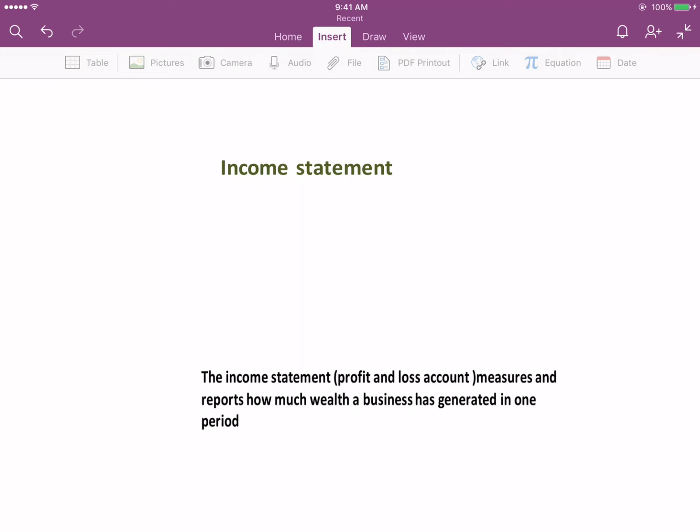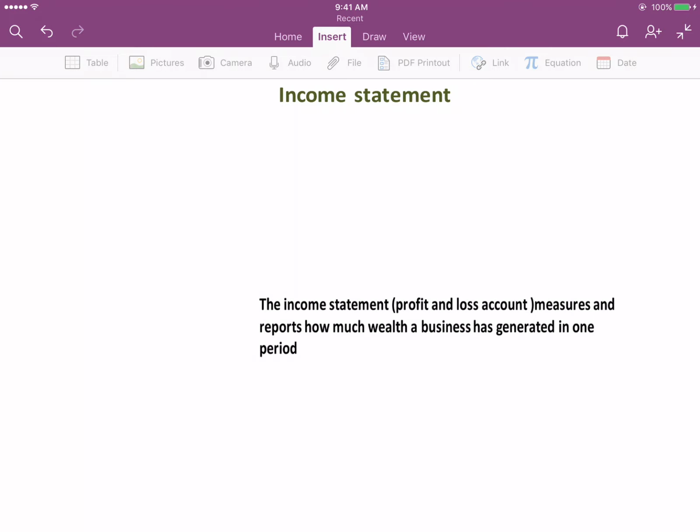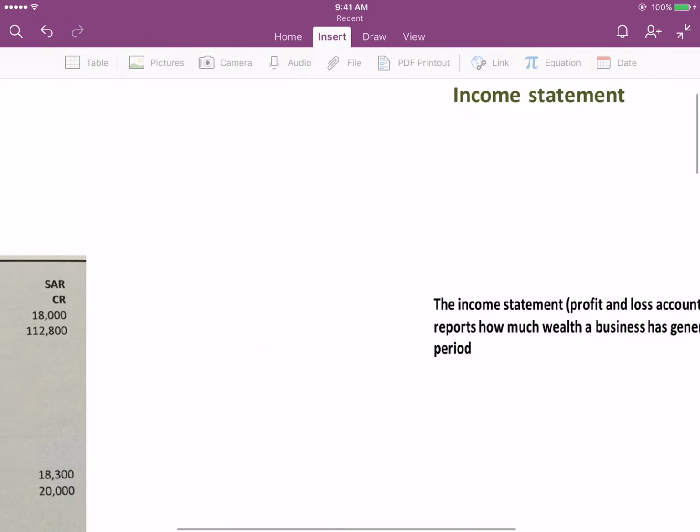So what is an income statement? The income statement, or profit and loss account, measures and reports how much wealth a business has generated in one period. Okay, now that we know what an income statement is, we want to prepare an income statement.